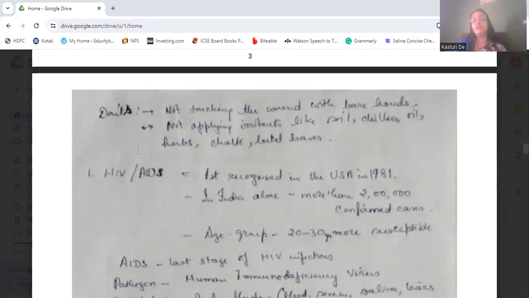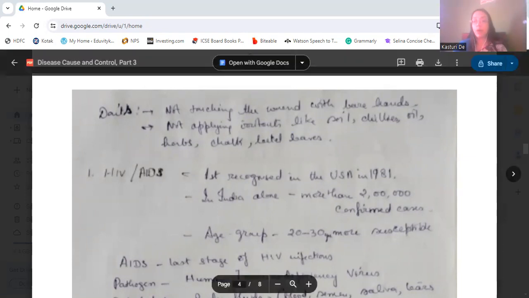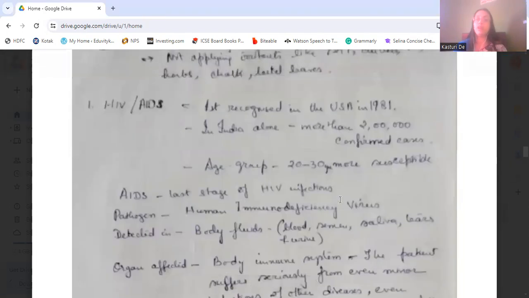Then we come to viral diseases. First is HIV or AIDS. This viral disease was first recognized in the USA in 1981. In India alone, more than 2 lakh confirmed cases were found. The age group of 20 to 30 years is more susceptible. AIDS is the last stage of HIV infection. HIV is the human immunodeficiency virus, and AIDS is the acquired immunodeficiency syndrome.